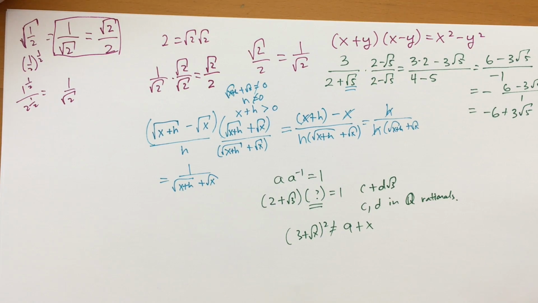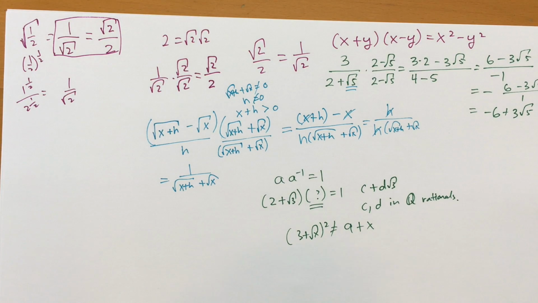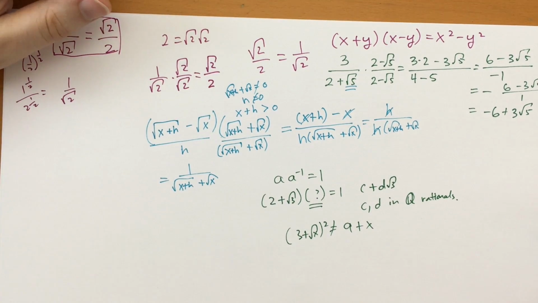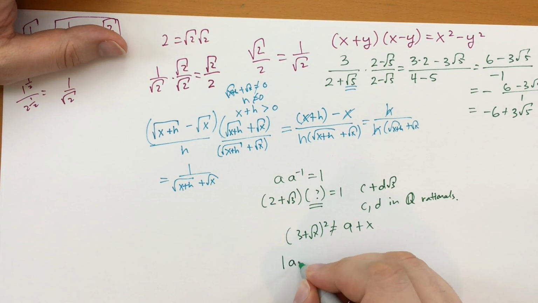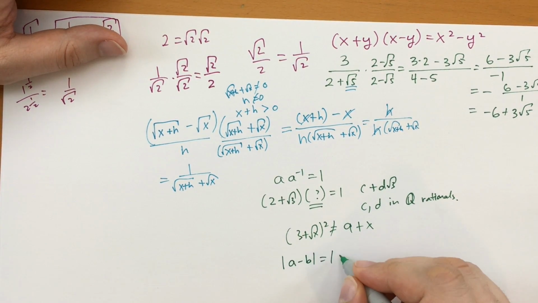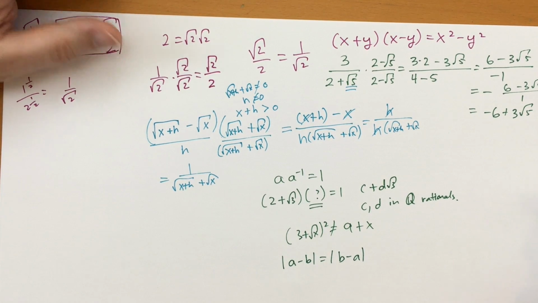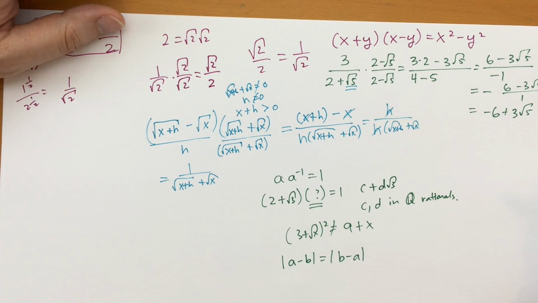Finally, for 20, if a and b are two numbers, prove that the absolute value of a minus b is equal to the absolute value of b minus a. So we want to prove that the absolute value of a minus b is the same as the absolute value of b minus a. And how would I prove this?